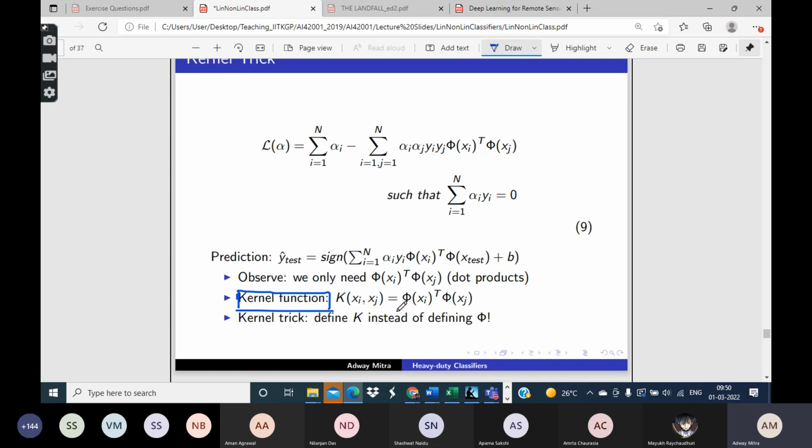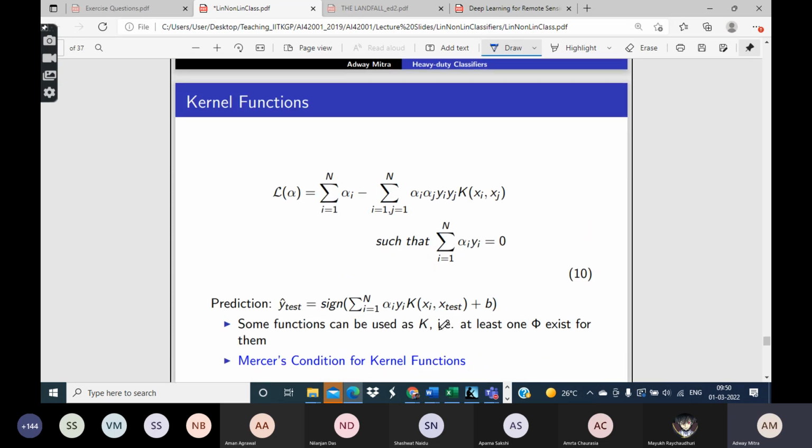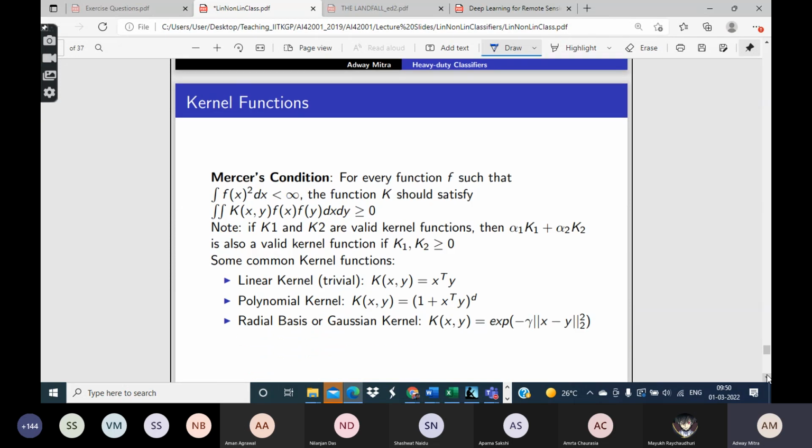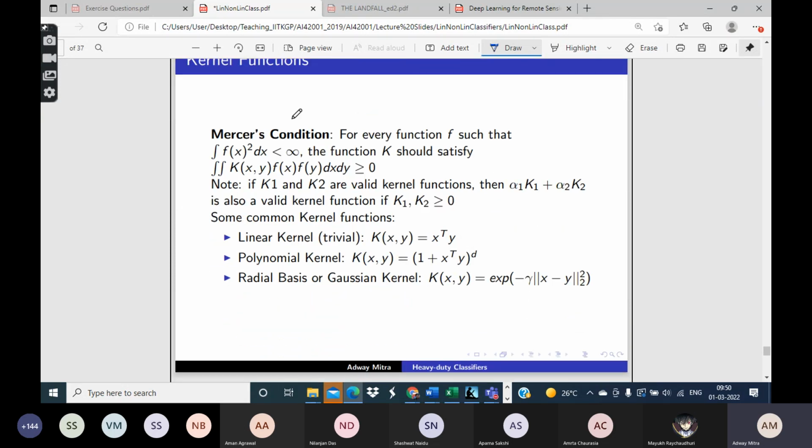That is a very strange thing which I am saying. I am saying that this will hold even though I have not defined what phi is. That might sound quite absurd or nonsensical, but actually it is not. There is this theorem called Mercer's theorem, which says there is a Mercer's condition. Those functions capital K which satisfy that condition are all valid kernel functions.